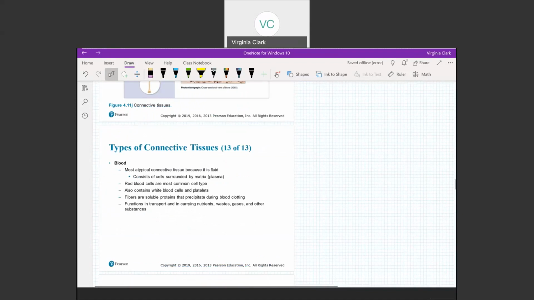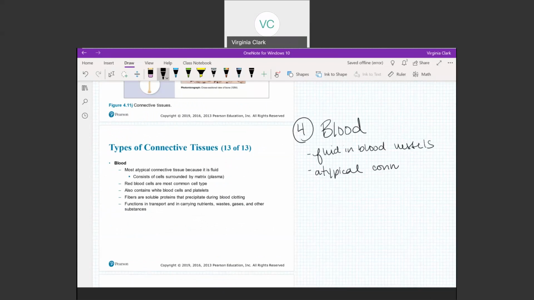And then the last type is going to be our blood. This is really going to be covered in A&P 2, but this is going to be the fluid or the liquid in our blood vessels. So not just our blood cells, just the red blood cells or white blood cells, but it's going to be all the fluid inside of our blood vessels. This is going to be a little bit different because it is an atypical connective tissue. So how do we have bone and blood in the same category? It's an atypical connective tissue.